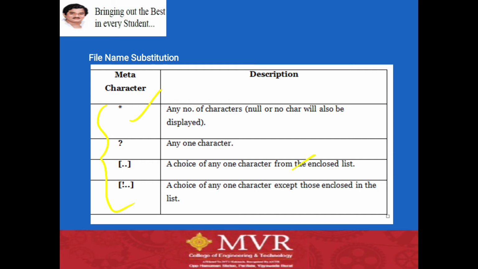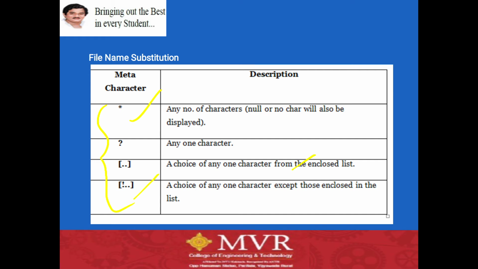Then the third one is the square brackets, or you can also call it a range. Square brackets mean a choice of any one character from the enclosed list. Whenever you specify some characters in the square brackets, it matches one character, but only from that specified list. Whatever you specify within those brackets will match, but only one character.